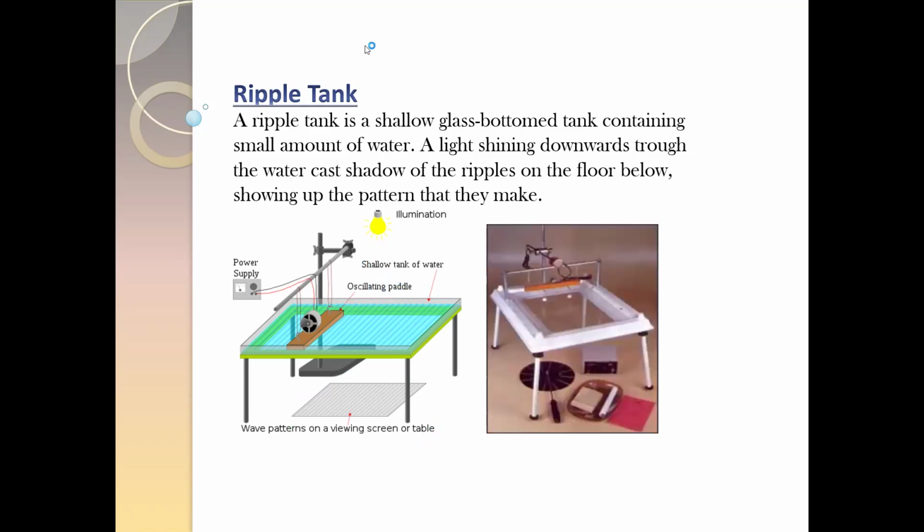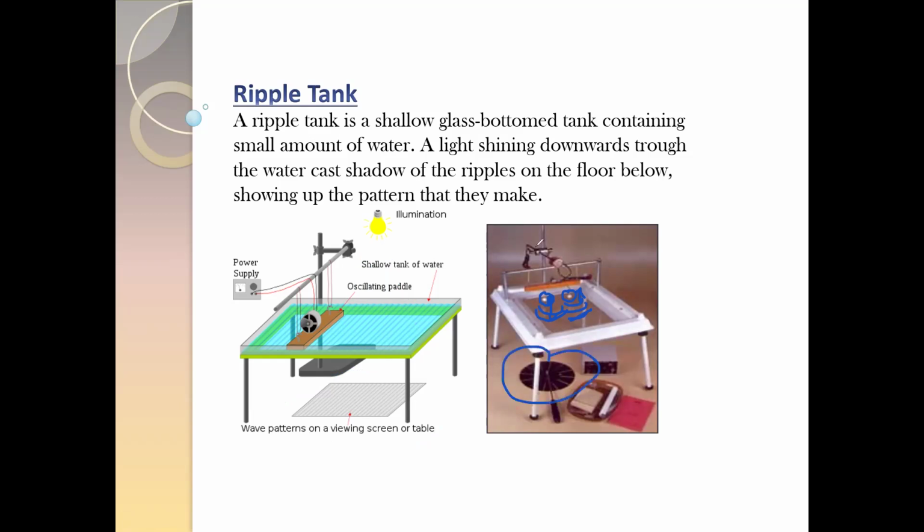This is the actual setup. These are the dippers, which are vibrating and producing a pattern of the wave. And these two waves will interfere. When these two waves interfere, we'll observe either constructive or destructive interference, but the waves should be highly coherent and have the same amplitude.